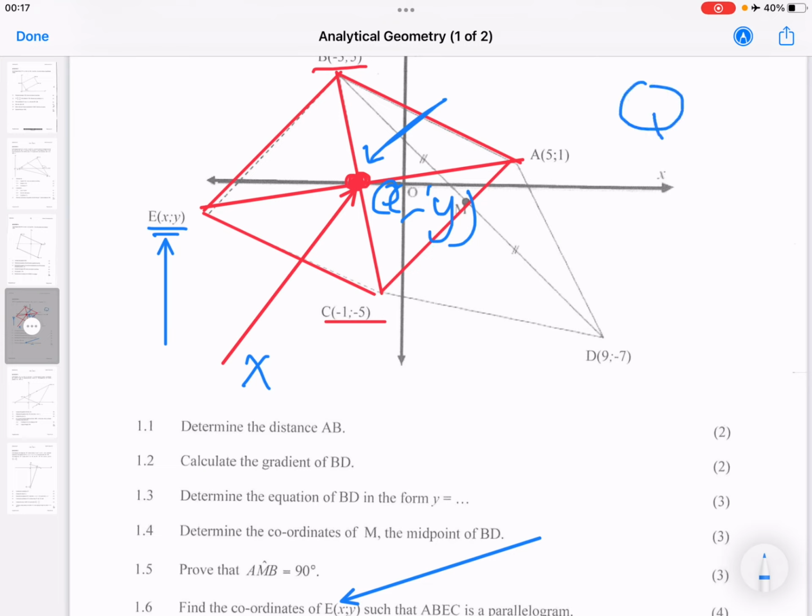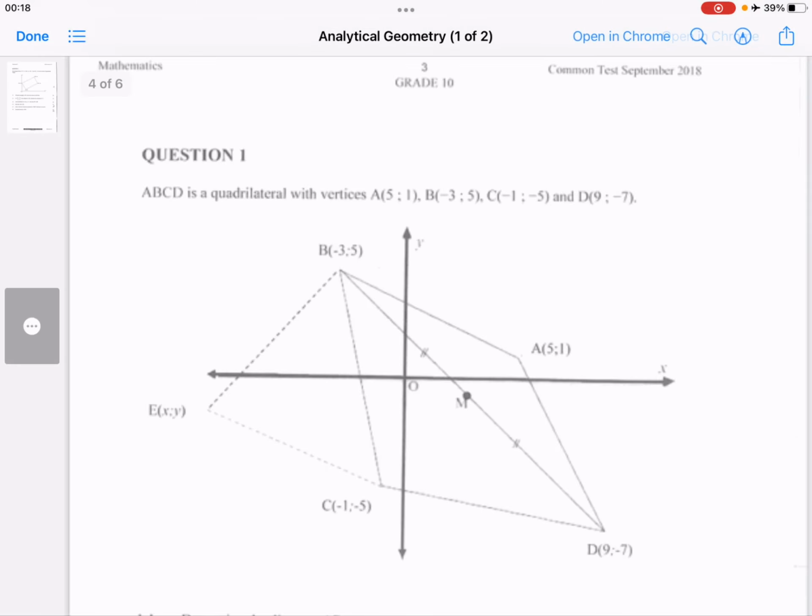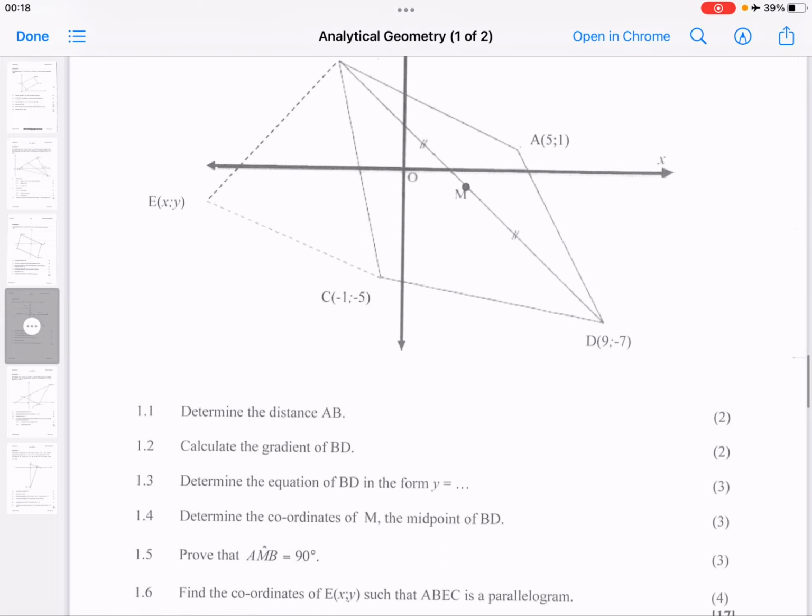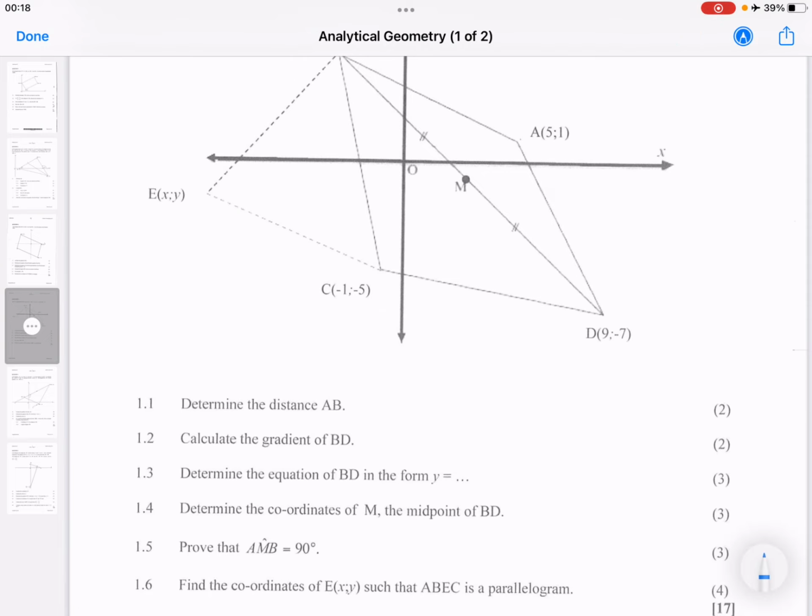So the midpoint at Q, its x value, you're going to say it's x at A plus x at E, divided by 2. You do the same for y at Q: y at A plus y at E. What happened there? I'm just not sure what happened. It seems like it erased all my information. But I think you guys have got an idea of where I was going with that.